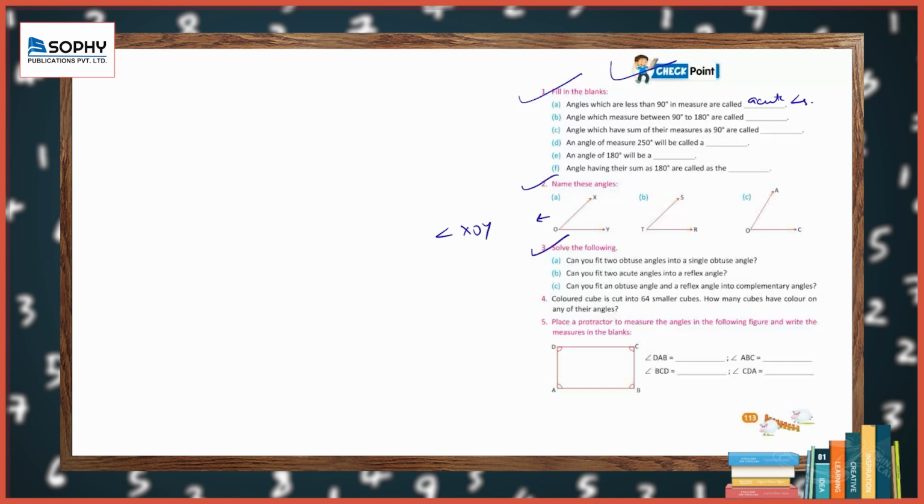In this one, we have to solve the following. Can you fit two obtuse angles into a single obtuse angle? No, students, you can't. In the next one, we have a colored cube that is cut into 64 smaller cubes. How many cubes have at least one face colored? 56 cubes will have at least one face colored, students. So 24 have one face colored, 24 have two faces colored, and 8 have three faces colored. So 8 have none of the faces colored.